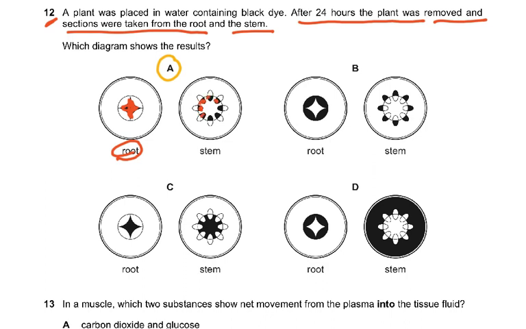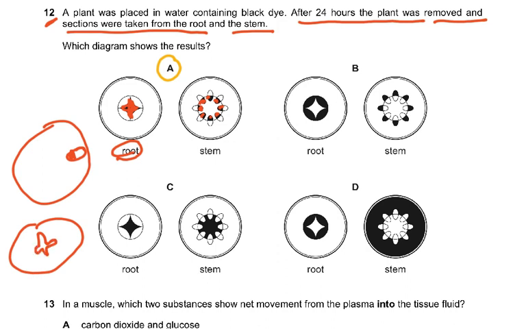So if you knew this, only then you would get this correct. Because in a stem, in the vascular bundles, the xylem is on the inside. And in the root, the xylem is in the center where there's a sort of cross formed. So this is what you had to understand, and these are of course all incorrect.